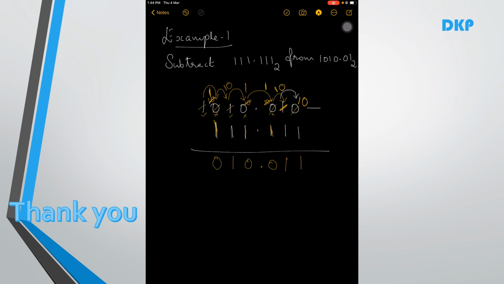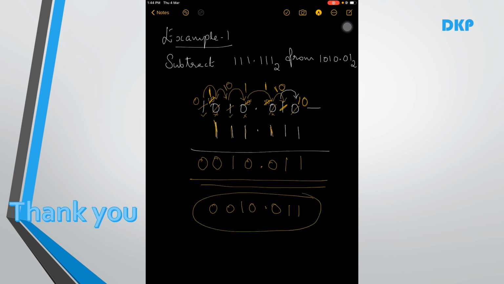And what about this 1? This has already been borrowed, so it will become 0. Write that here, 0. So this is the final answer, 0010.011. So this is the final answer.